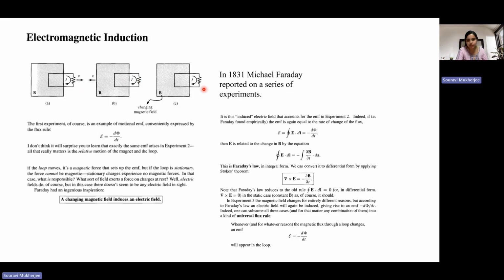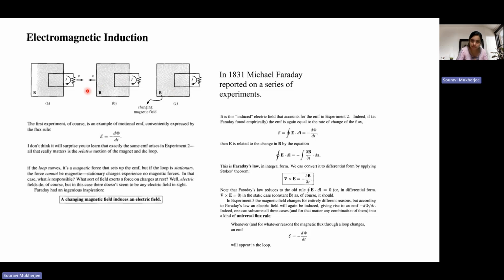Another such experiment was even more interesting. You kept both the magnet, or the magnetic region, and the loop spatially at the same point, all stationary, but the magnetic field amplitude was changed. It was a changing magnetic field. And it was seen that even in that case, there was a net current that got generated. So in all these cases, what we see is that the motion of the conductor does not matter.